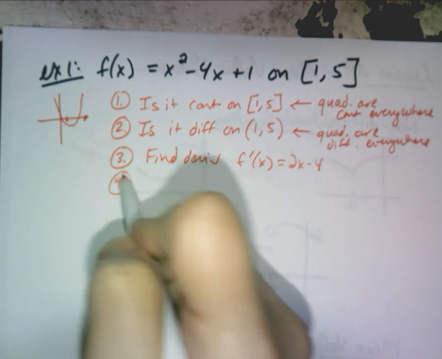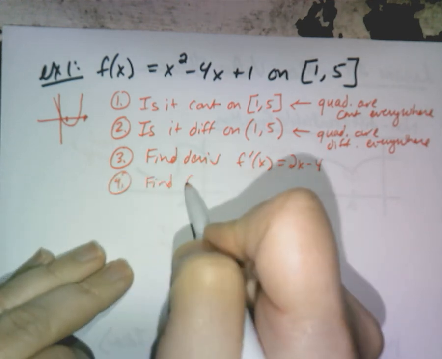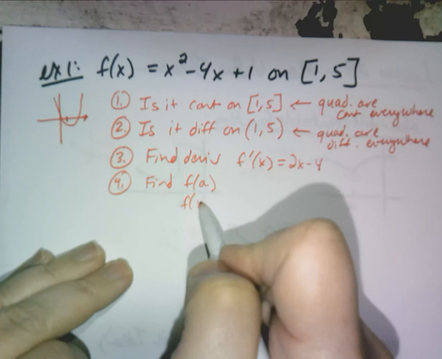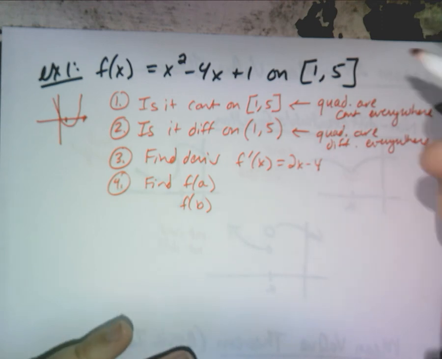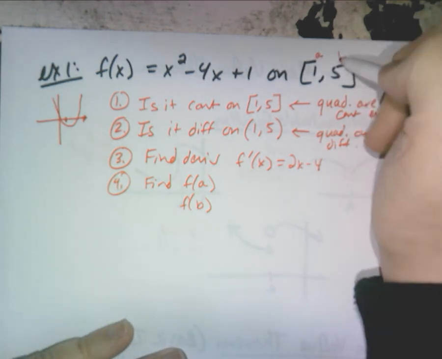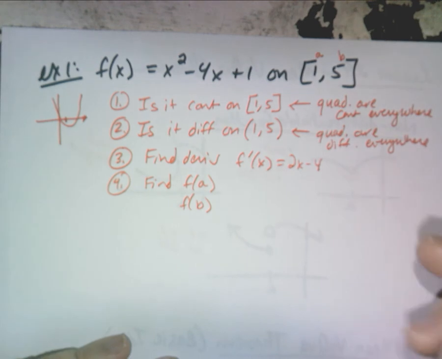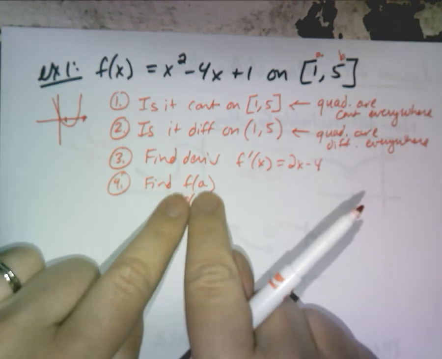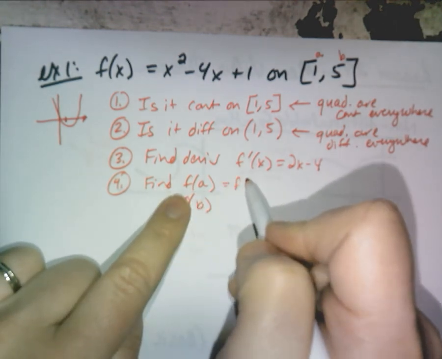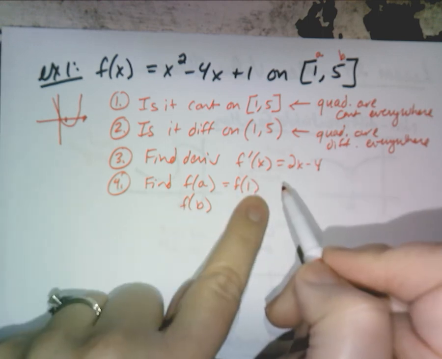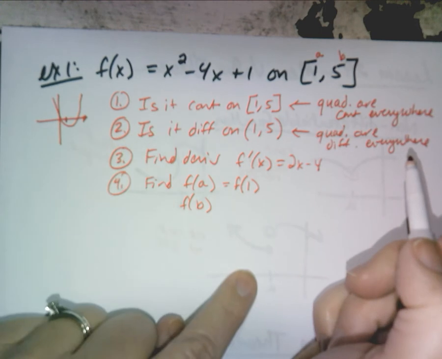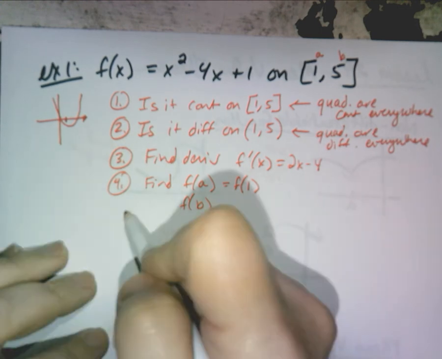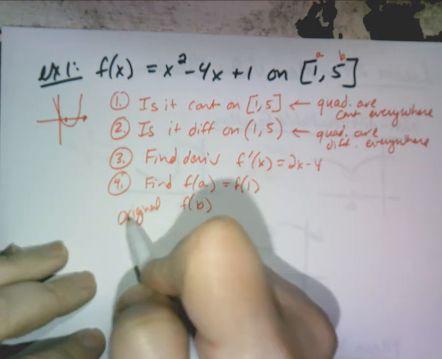Okay, so once you pass test 1 and 2, take a derivative. Then step number 4, you are going to find the f of a and the f of b. Now, what does that mean? First of all, what is my a and what's my b? This is my interval A and B. Okay, so I'm going to find the f of A, which would actually be the f of 1. Where do I plug that 1 into? Here or here? The derivative or the original? The original.